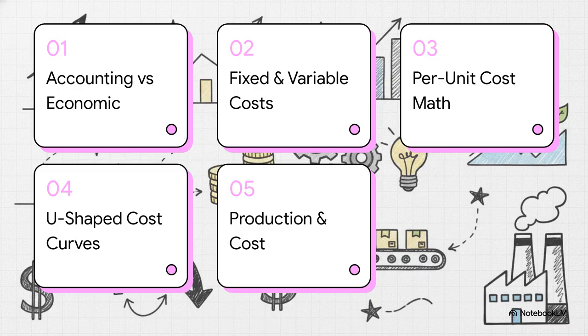All right, here is our roadmap for today. We're going to cover accounting versus economic costs, fixed and variable costs, calculating those per unit costs, breaking down the famous U-shaped cost curves, and finally connecting production directly to cost. Let's get right into it.